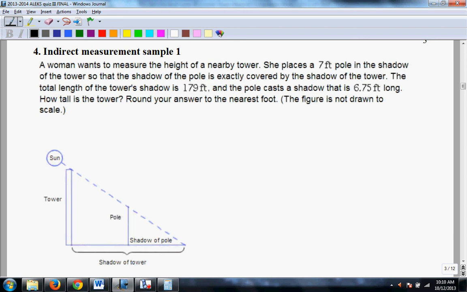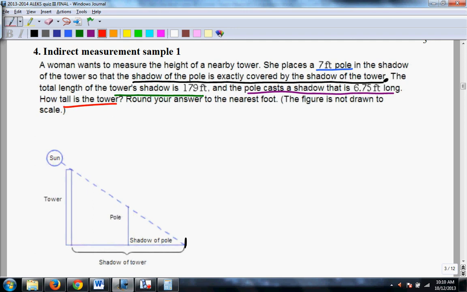So it says a woman wants to measure the height of a nearby tower. She places a 7-foot pole in the shadow of the tower so that the shadow of the pole is exactly covered by the shadow of the tower. So the shadows exactly end at the same spot. The total length of the tower's shadow is 179 feet. The pole casts a shadow of 6.75 feet. Our goal is how tall is the tower.